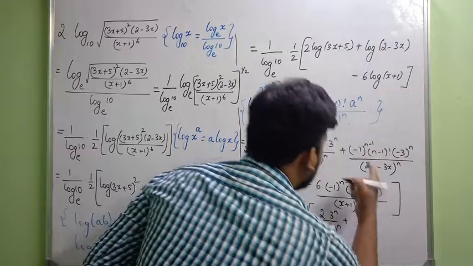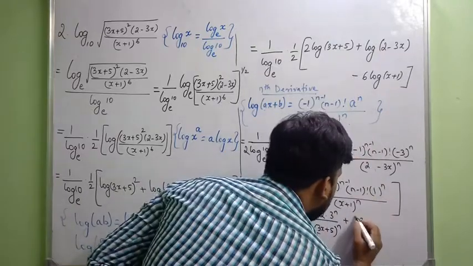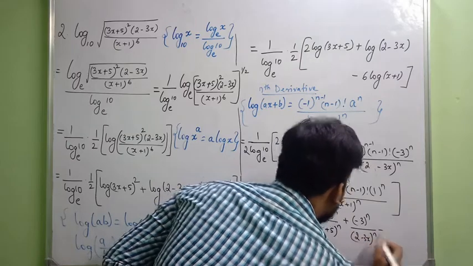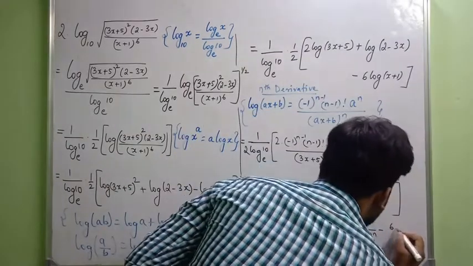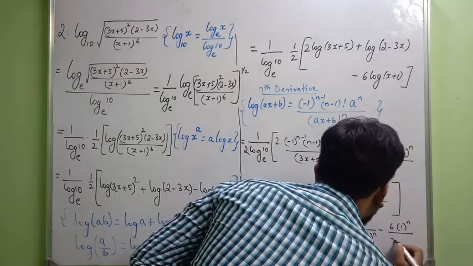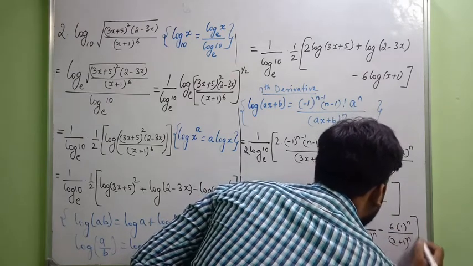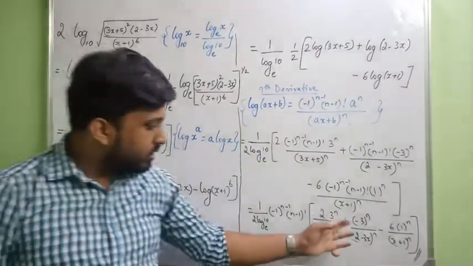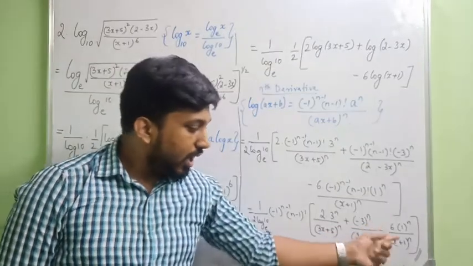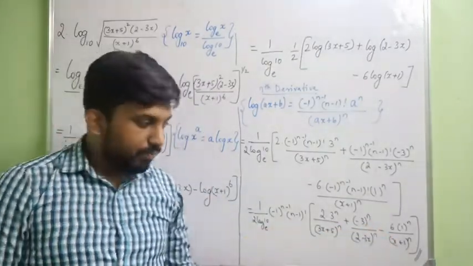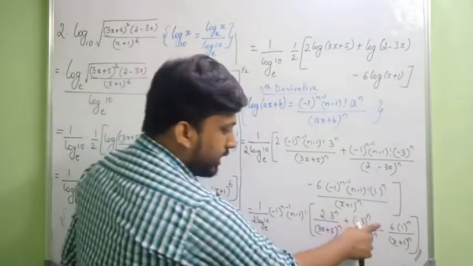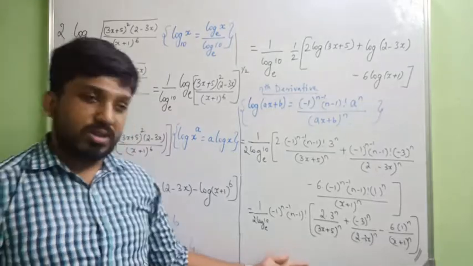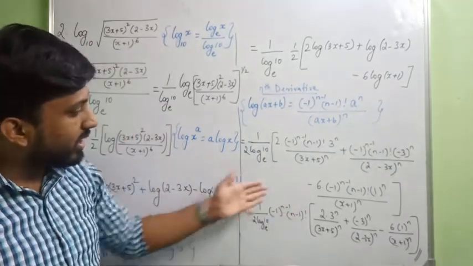plus here minus 1 goes, so we have minus 3 to the power of n by 2 minus 3x to the power of n, minus 6 into 1 to the power of n by x plus 1 to the power of n. So this is the required solution. You can further take this 3 to the power of n, and here you can take 3 into 2 and take that common. It's not necessary. If at all you want, you can do that, or you can keep it as it is. This is the simplest form. I have already taken everything common.